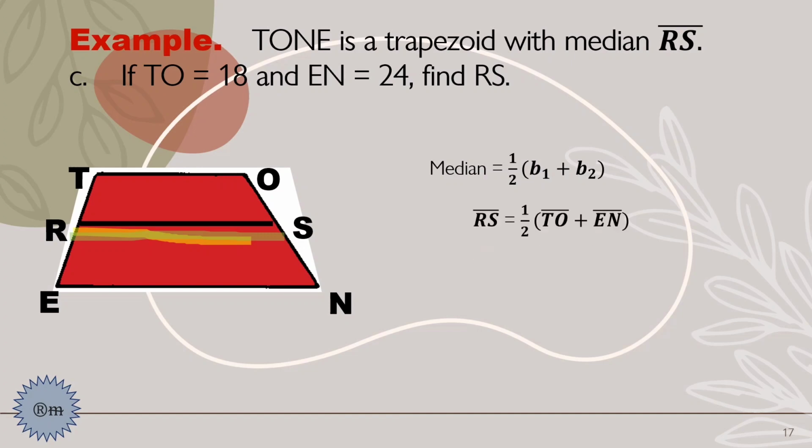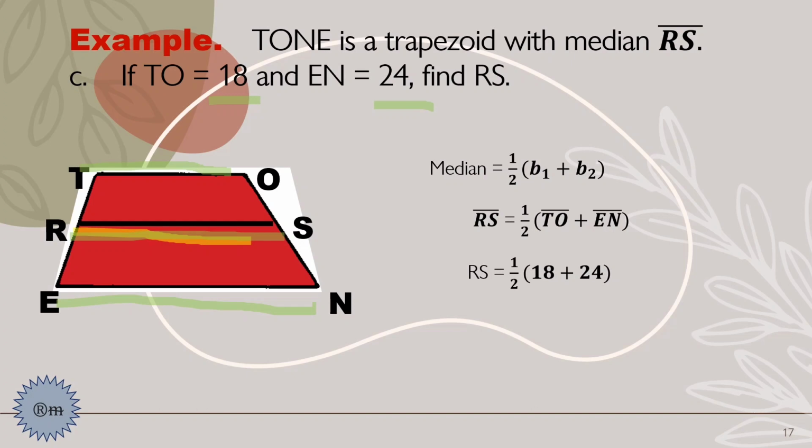Then let us substitute the formula wherein the median RS equals copy 1/2, then base sub 1 is TO, this one, and then EN is the second base. Then substitute 18 and 24 to our formula. So we have RS equals 1/2 of 18 plus 24.